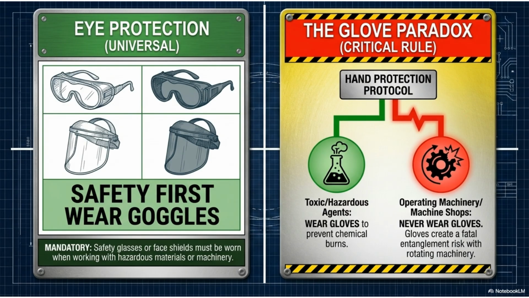Eye protection is universal and mandatory. Wear safety glasses or face shields when working with hazardous materials or machinery. Follow the glove paradox. Wear gloves for toxic agents, but never wear gloves when operating machinery due to entanglement risk.